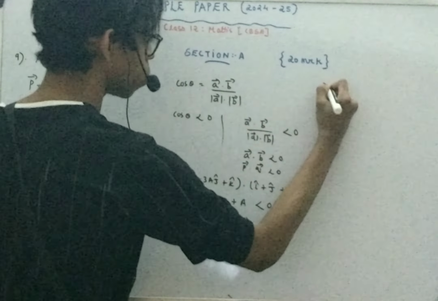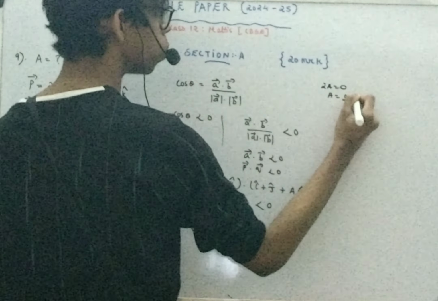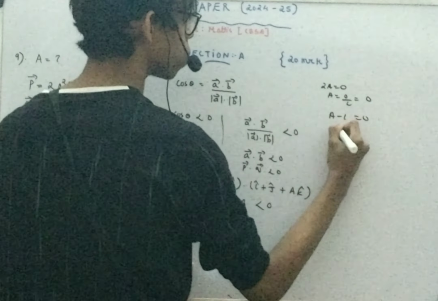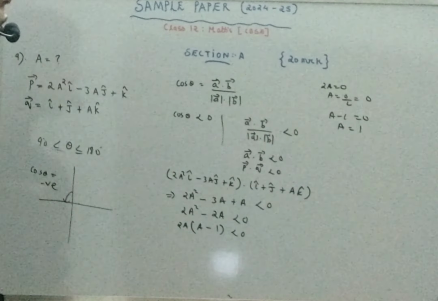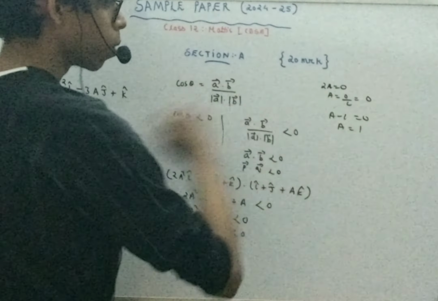So just equate it to 0. So 2a is equal to 0. So a is equal to 0 by 2, which is equal to 0. Then similarly a minus 1 is equal to 0. So from here we will be getting a is equal to 1. So basically the critical points which we are getting over here are 0 and 1.